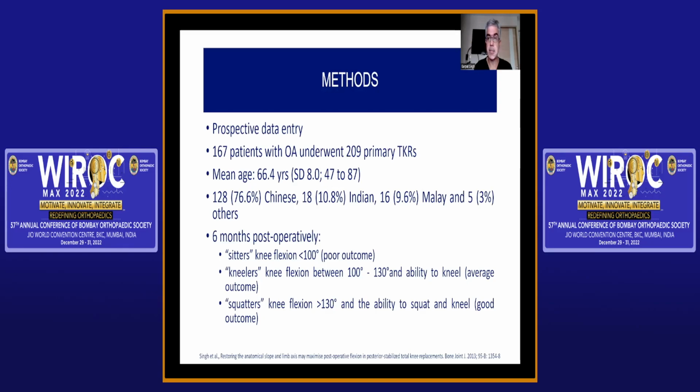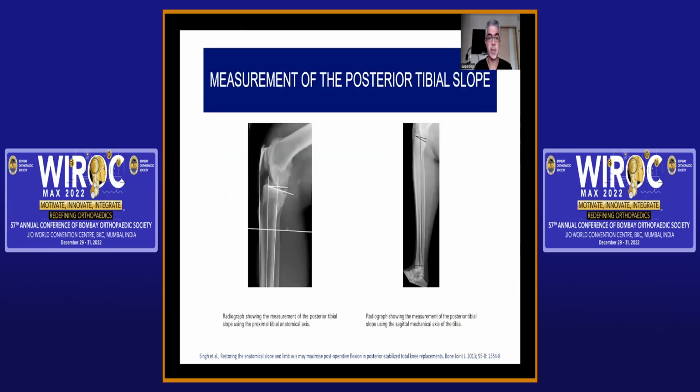At 6 months post-surgery, we divided them into 3 groups: sitters, kneelers, and squatters, with a flexion angle of less than 100 degrees for sitters, between 100 and 130 degrees for kneelers, and squatters being able to flex more than 130 degrees. And this is basically showing the measurement of the tibial slope.